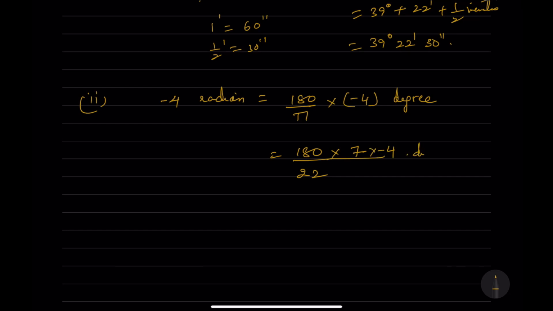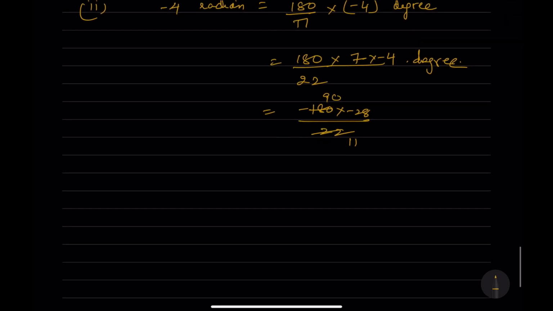So this is all in degrees. Now you can write this as minus 180 into 7 into 4, which is 180 into minus 28 divided by 22. You can write this as 11, 2 11s are 22, so which is equal to minus 229 1 by 11 degree.